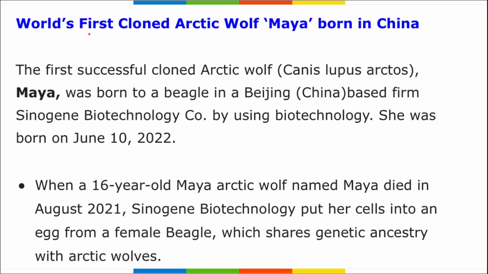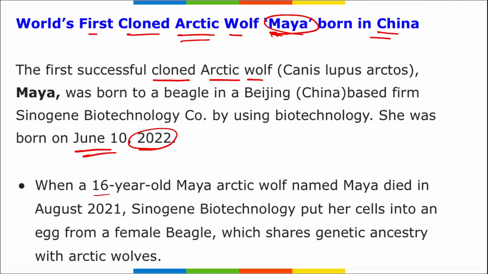Next is world's first cloned Arctic wolf. Maya was born in China. So the question will be direct and simple: the first successful cloned Arctic wolf, what was its name? It was Maya. She was born on 10th of July 2022, after a 16-year-old Arctic wolf named Maya died in August 2021. Sinogene Biotechnology put her cells into an egg from a female beagle, which shares genetic ancestry with Arctic wolves. And beagle is a species of dog.